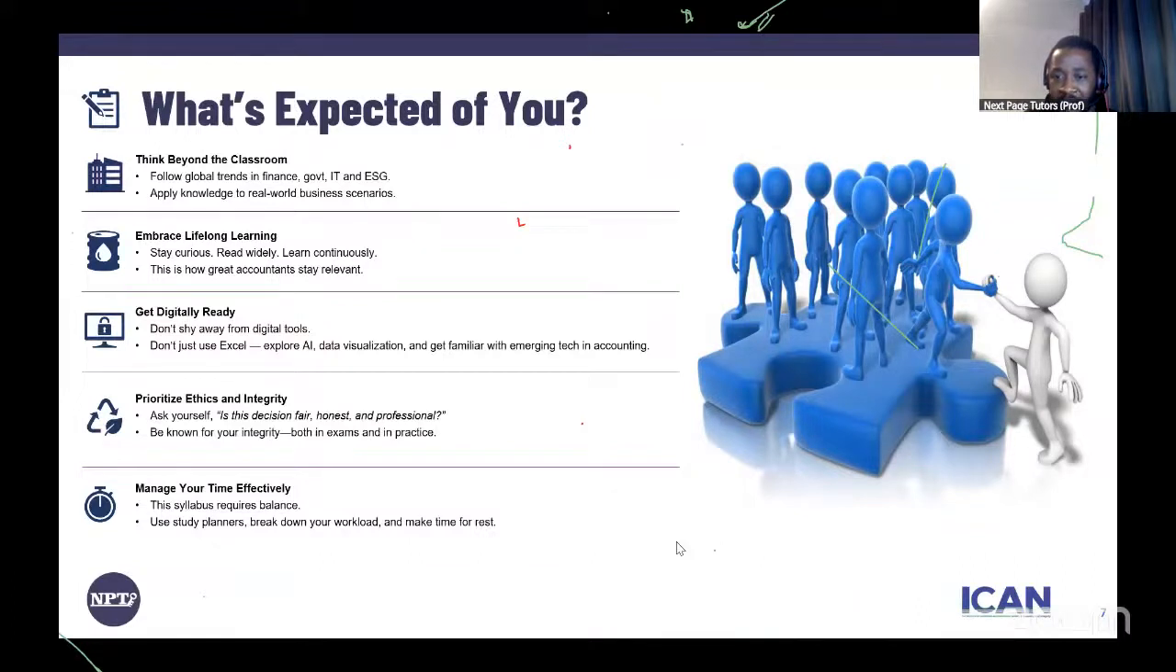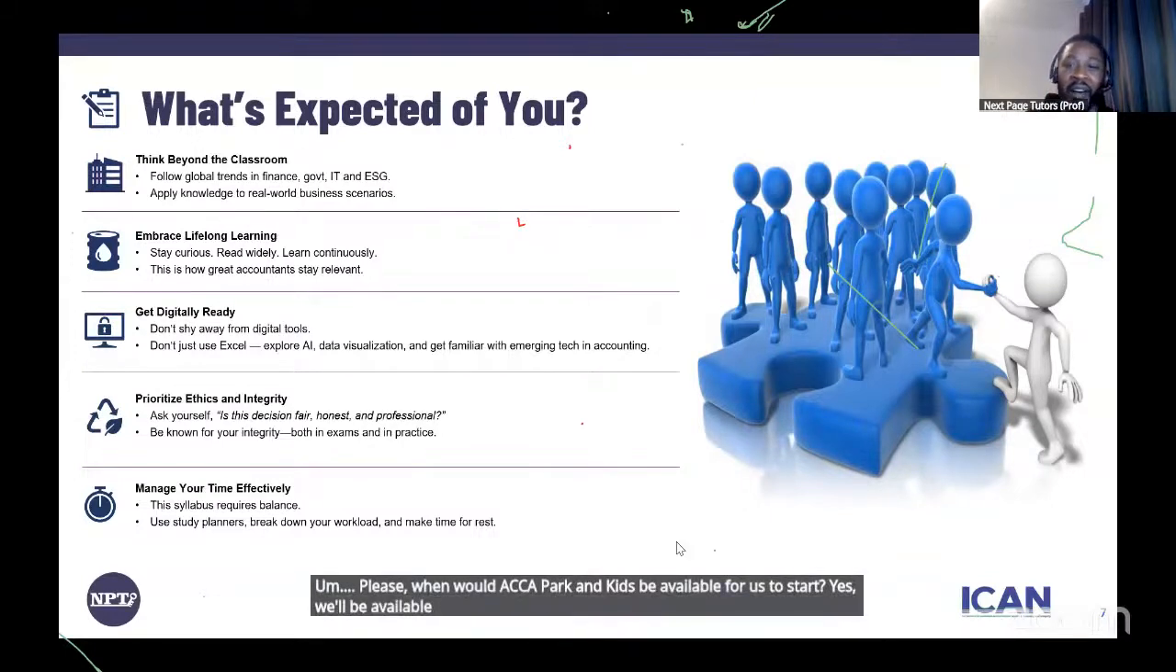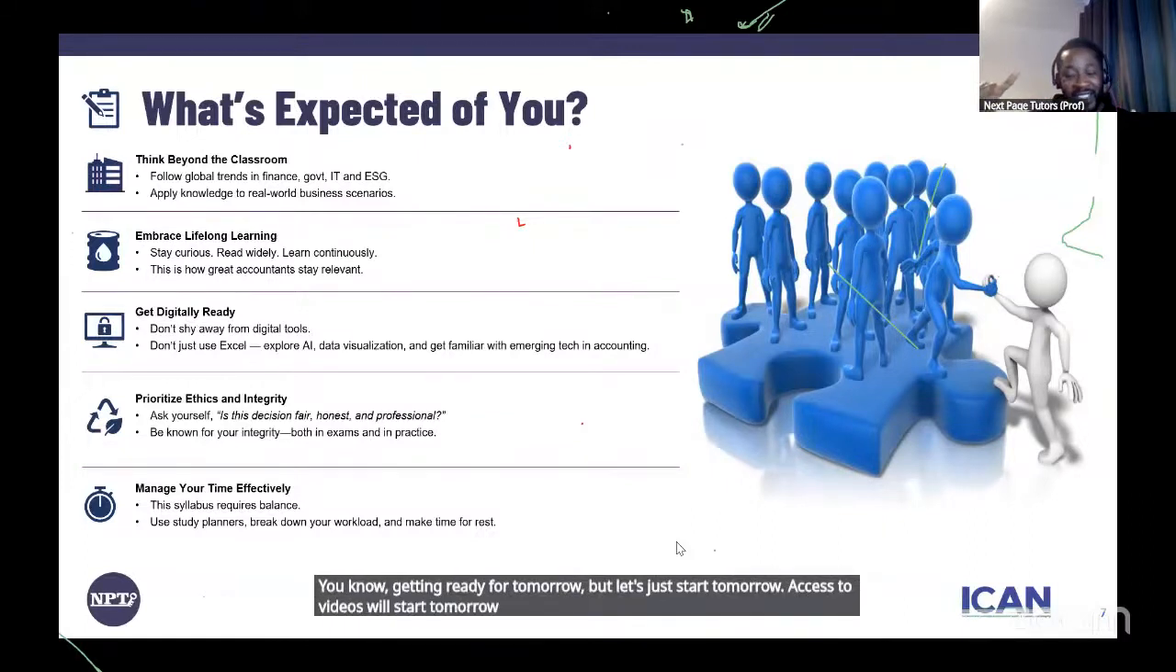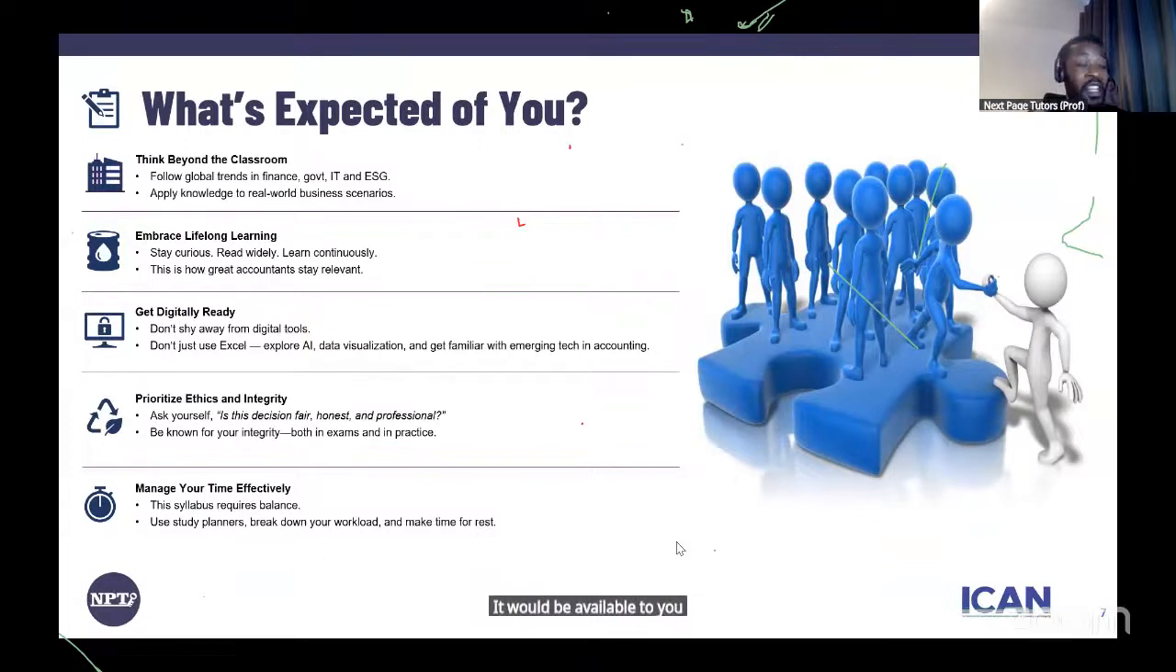Please, when will the ACCA pack and kits be available for us to start? Yes, it will be available from tomorrow. All the sharing and everything, we'll start making available tomorrow. Today is gone, but of course we'll still work through the evening and night getting ready for tomorrow. Lectures start tomorrow. Access to videos will start tomorrow. All the access, everything will be available to you from tomorrow. Now that we've done the necessary sessions to equip you with everything that you need to know.